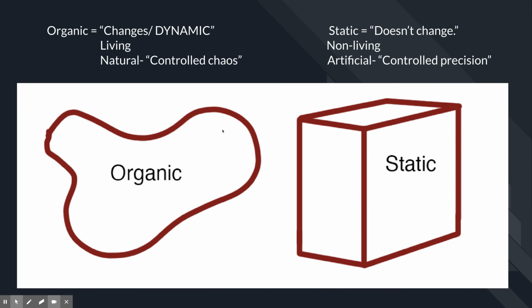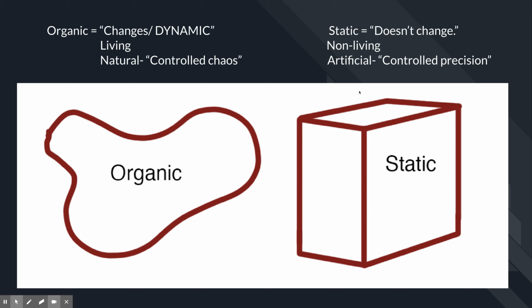So the term organic means that it changes, that it is dynamic. Organic means living. Organic means natural, or having a relationship with nature. And what is nature but controlled chaos? So with organic things, typically you're going to see a lot of curves. You're going to see a lot of symmetry and asymmetry. You're not going to see many straight lines.